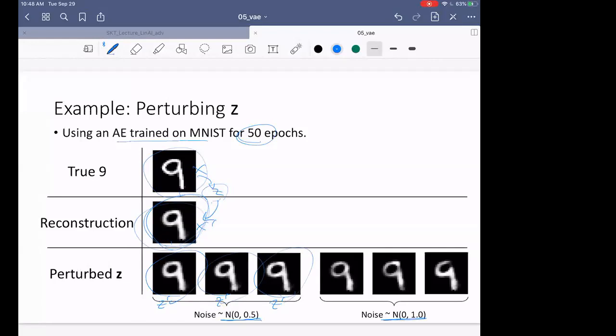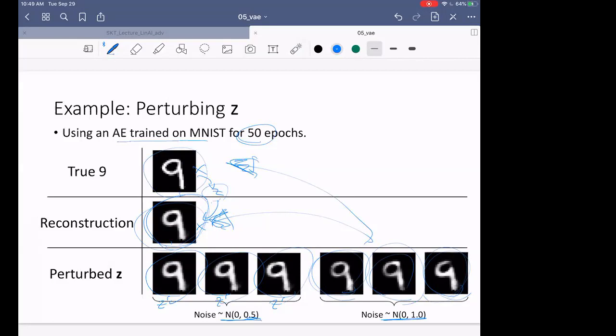If you add larger noise into the Z, so now you can see that the standard deviation is 1.0 instead of 0.5, then it becomes a bit more different. These three are distinct from one another, and they are also a bit different from the original image. So you could say that it is working, but I would say it's a rather strong claim that they're new images, because they all probably look very similar to one another.